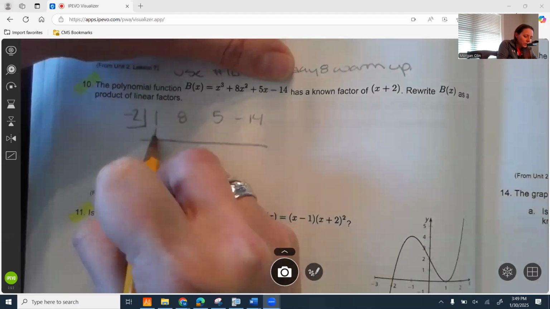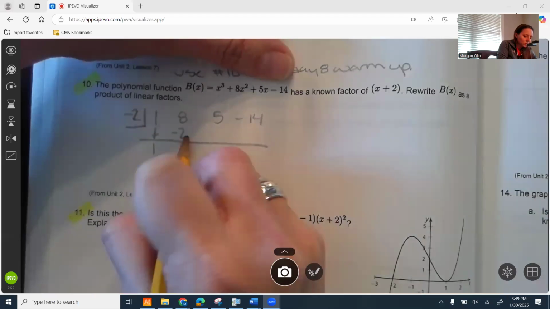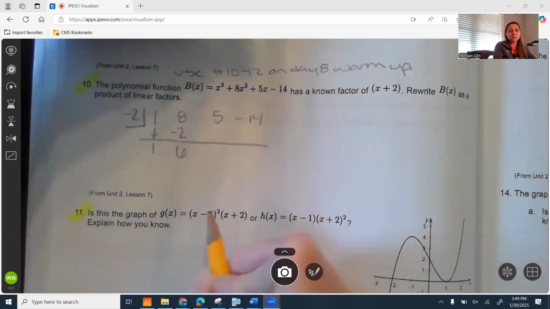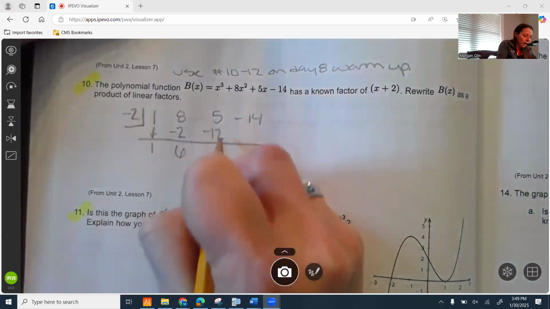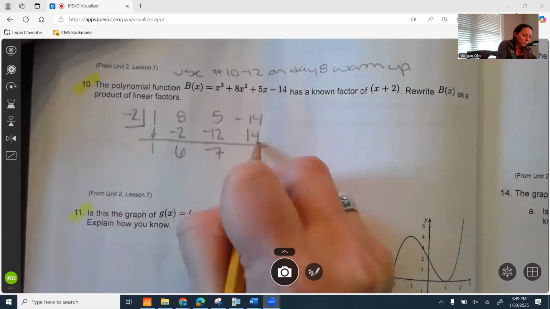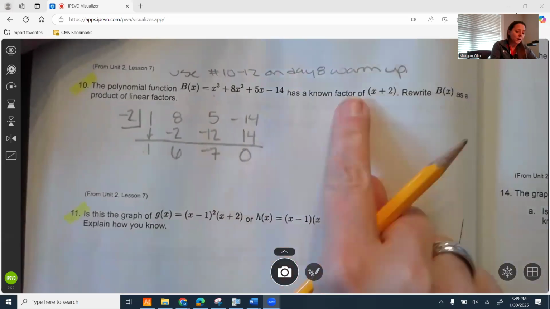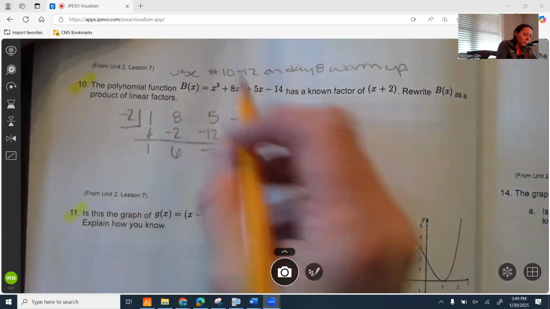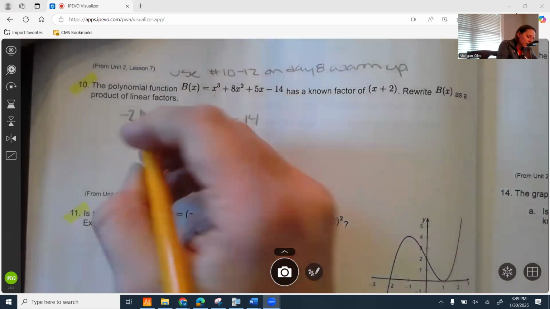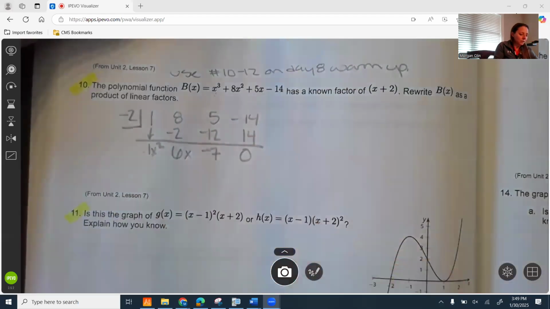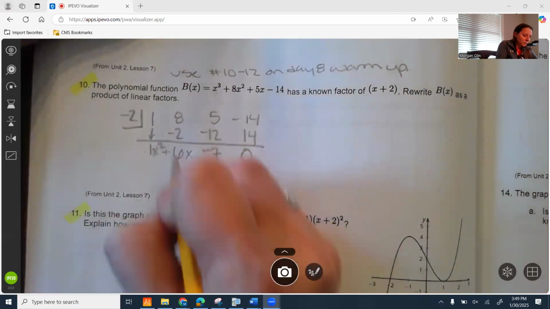All right, bring down your 1. -2 times 1 is -2, and that gives me 6 when I add it. -2 times 6 is -12, and when I add it, I get -7. And -2 times -7 is +14, and when I add it, I get 0. If it's a known factor, it should be 0. Okay, so now remember, if this is x cubed, this is x squared. All right, that's x. All right, and then that's a -7, so that's going to be plus.